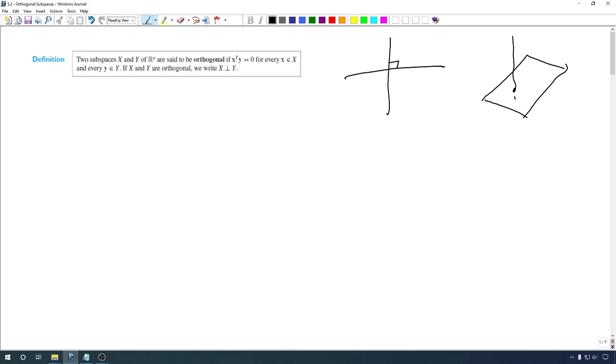So it comes down here and intersects it. So I should make that solid. And it's perpendicular to the plane.